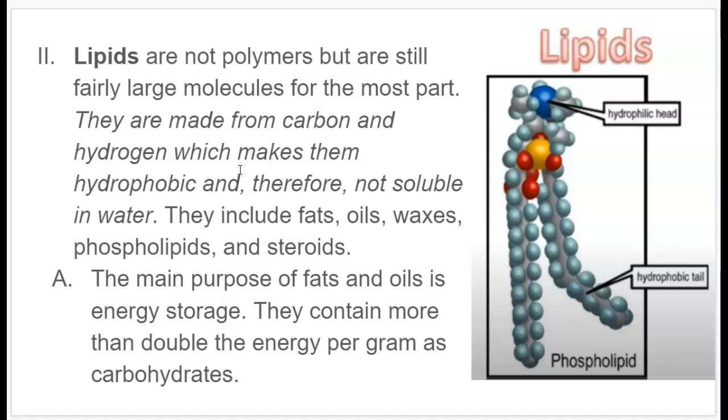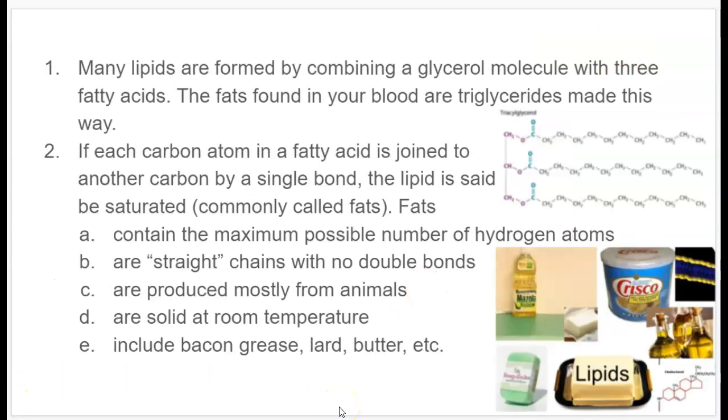Okay? And so examples of lipids are things like fats, oils, waxes, phospholipids, which we'll talk a lot about when we talk about cell membrane structure, and then also steroids. And so the main purpose of fats and oils is for energy storage, and they contain almost double the amount of energy as carbohydrates. Now, we need to remember that a lot of lipids are formed by combining a glycerol molecule with 3 fatty acids, and that's something referred to as a triglyceride.